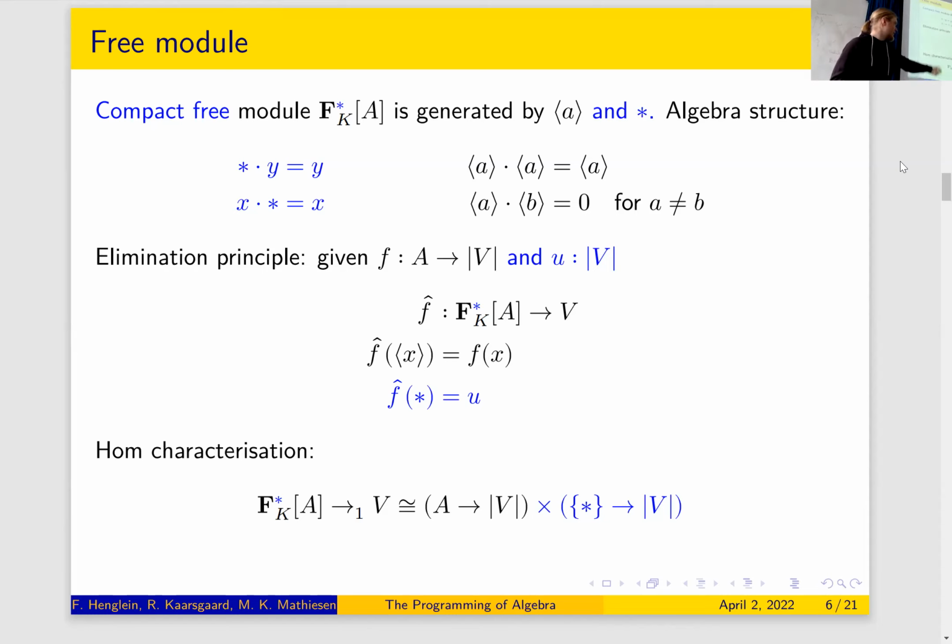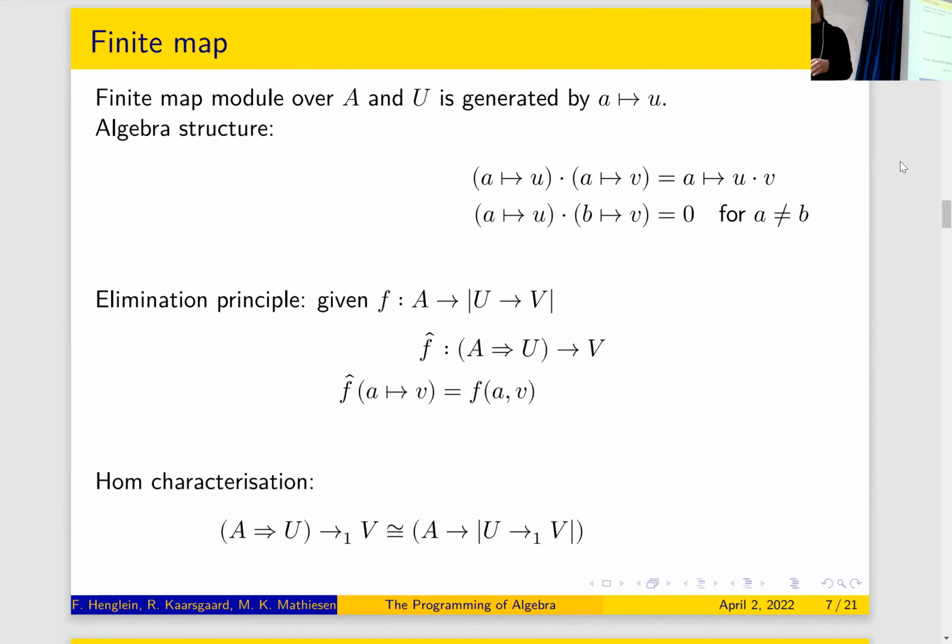And again, the homomorphism characterization is extended accordingly. Again, it's linear maps, because I'm not talking about the algebra homomorphisms. That's a very restricted notion because you have to preserve both multiplication and units, and that's too restrictive for what we're going to do here. So we won't actually be using algebra homomorphisms.